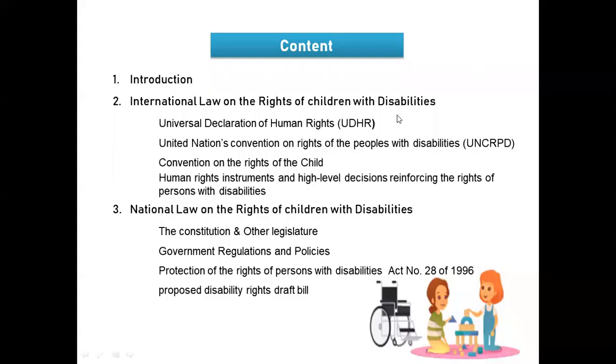So this is the brief situation of the world for protecting the international law on the rights of children with disabilities and the national law on the rights of children with disabilities.